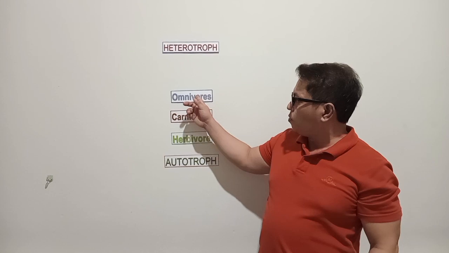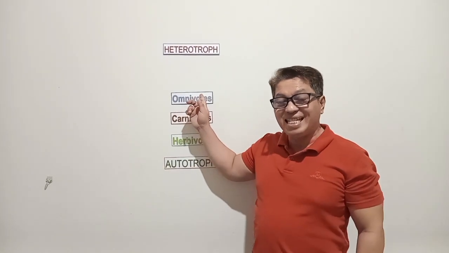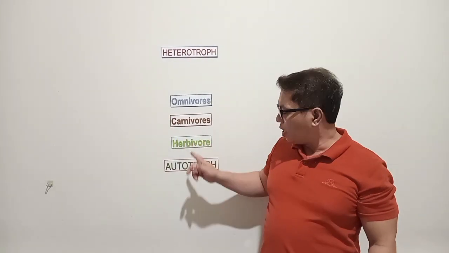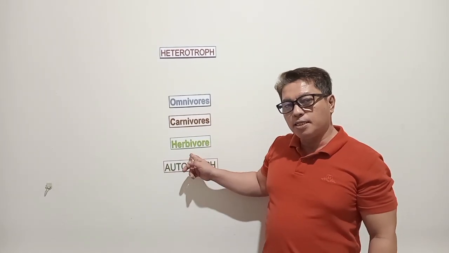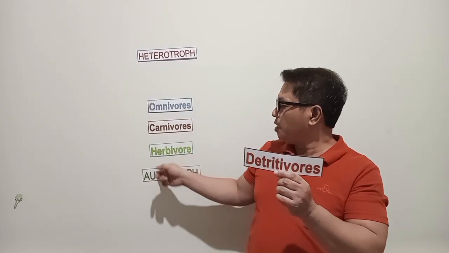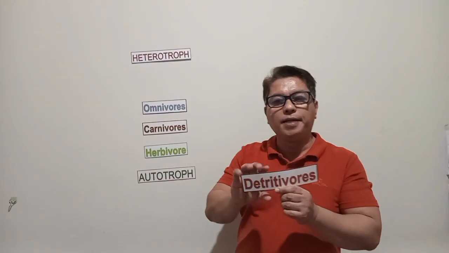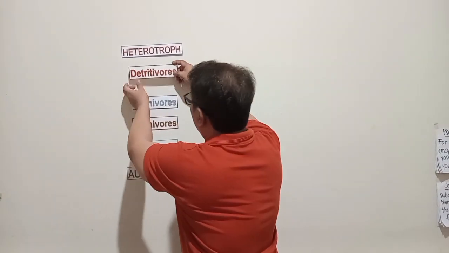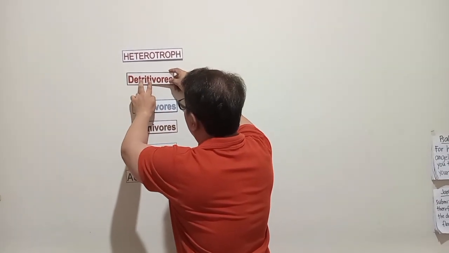So what are the omnivores? They are the animals that eat either the carnivores or the herbivores, and the plants. They can eat everything. The next one are the detritivores. They are the decomposers. They eat all these animals here and it is at the top of the food chain. So let's put the detritivores here at the top of it.